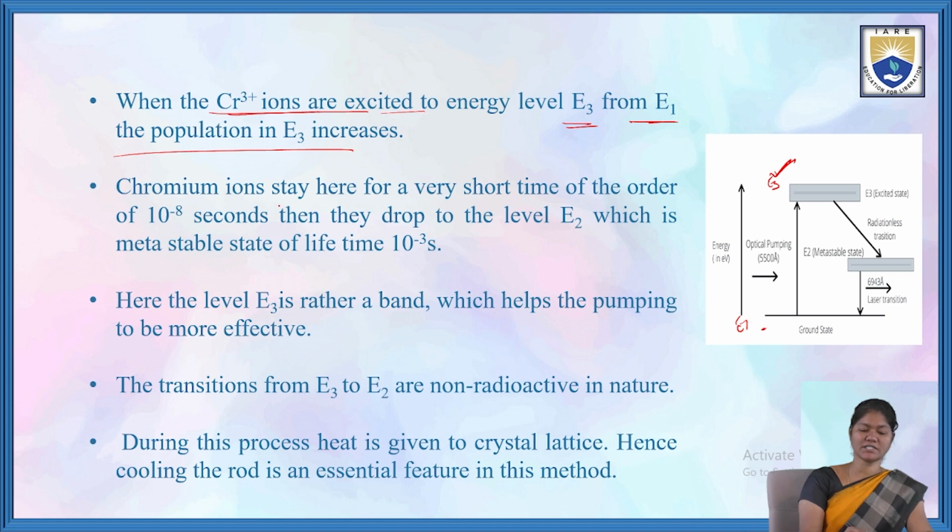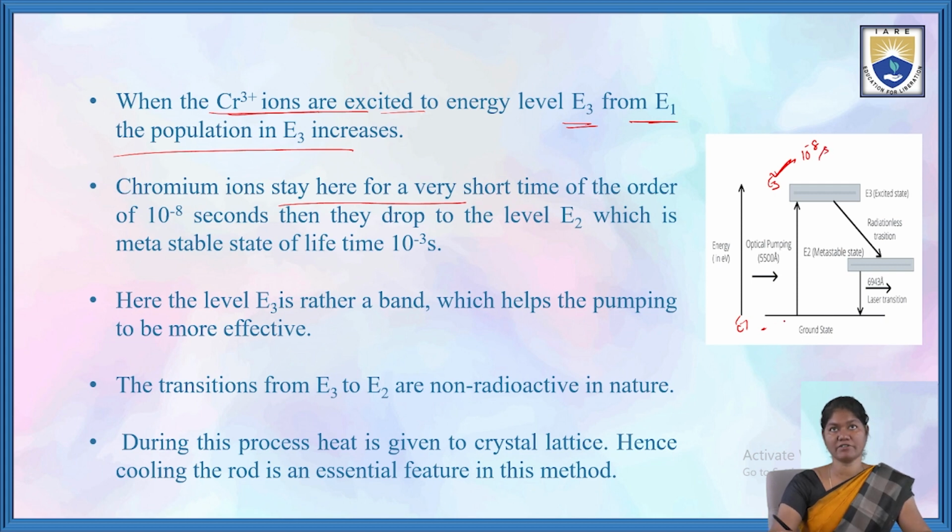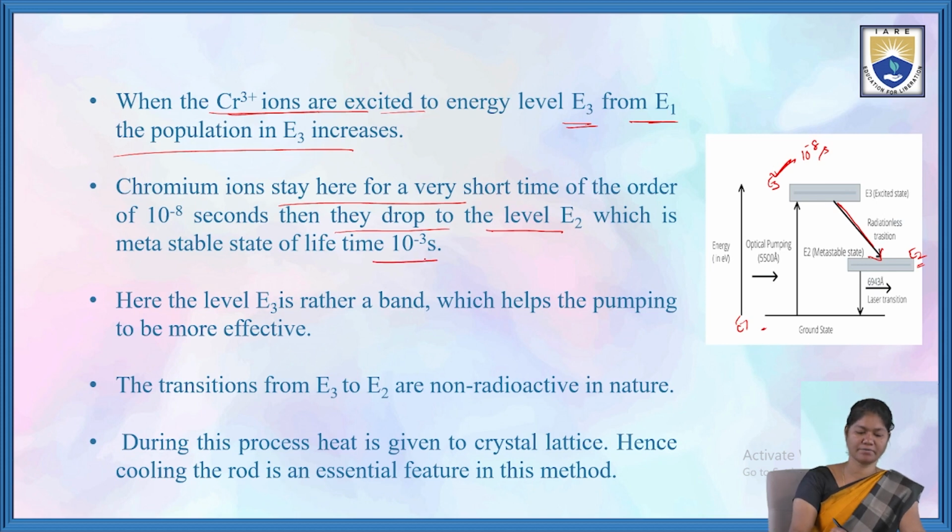Chromium ions stay in E3 for a very short time, of the order of 10 power minus 8 seconds. After that, they drop to the lower energy state E2. E2 is a metastable state, which has a lifetime of 10 power minus 3 seconds.